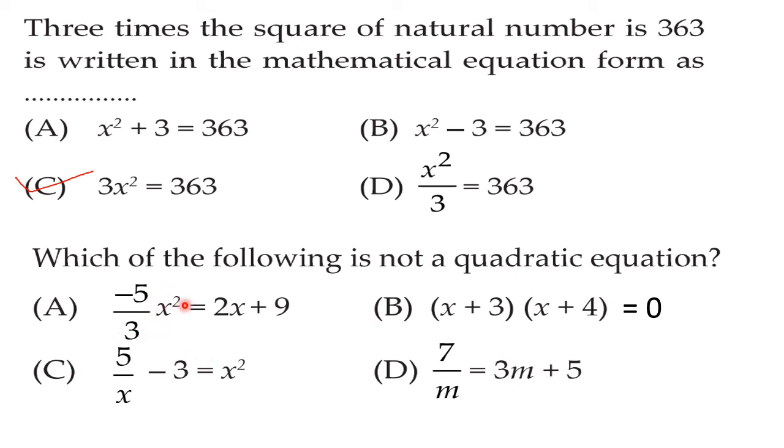See, here the highest index is 2. So it's quadratic. Here also when you multiply x into x, you are going to get x square. So it's quadratic. Here when you multiply by x on both the sides, you will get x cube. That means the highest index is 3 here and not 2, and therefore option C is correct. This is not a quadratic equation. Here also you are going to get quadratic because m into 3m gives 3m square. Let's go ahead.